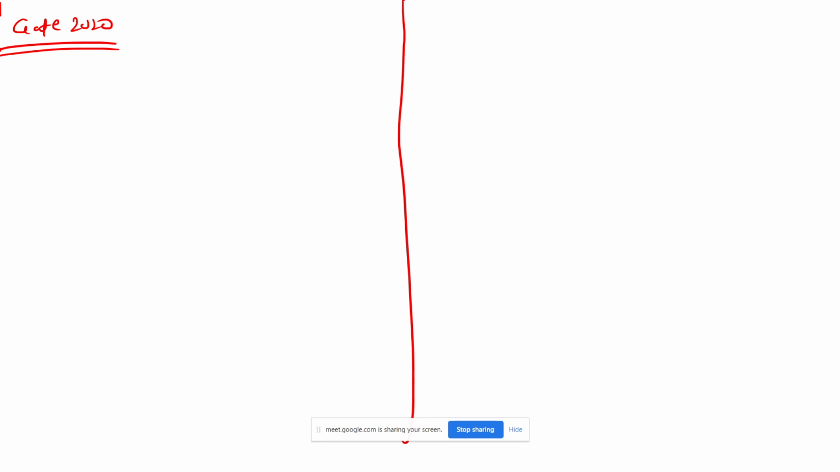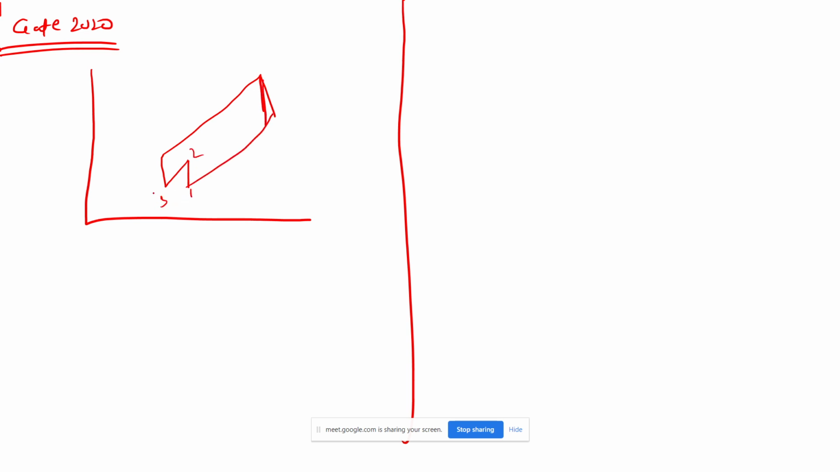So what they have given is an intercooled Brayton cycle. Should I directly write it on that diagram? The compressor overall compression ratio they have given. It is straightforward, actually: 1, 2, 3, 4, 5, 6. So what will be the overall compression ratio?